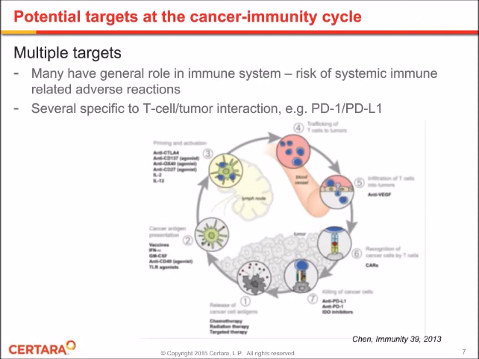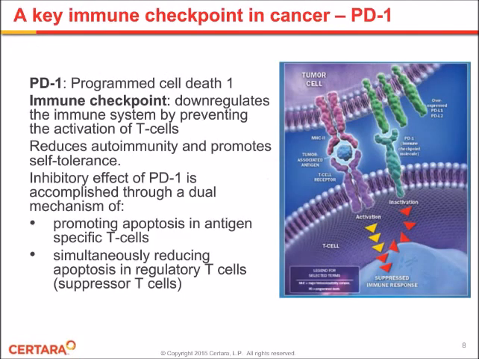Because in this cancer immunity cycle there are multiple targets, many of which have a general role in the immune system, with then the risk of systemic immune-related adverse reactions. However, there are several targets that are more specific to the interaction between T cells and tumors. And one of those is PD1 or PDL1, PDL1 being the ligand of PD1. So PD1 can be considered a key immune checkpoint in the development of treatments against cancer.